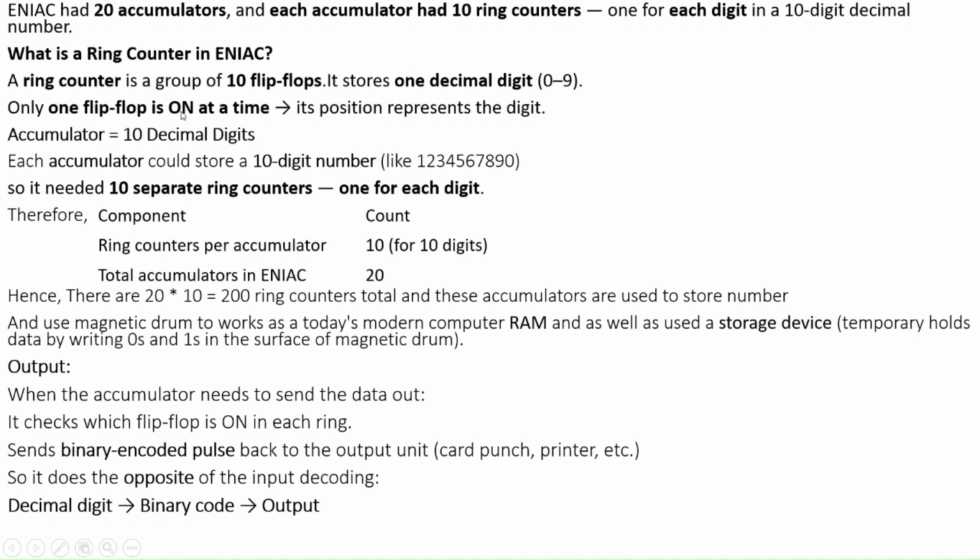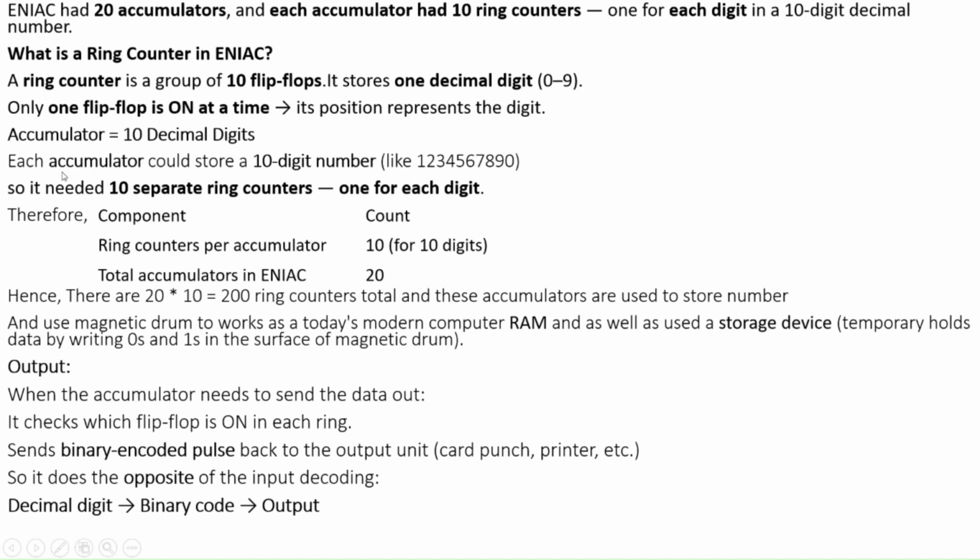What is a ring counter in ENIAC? A ring counter is a group of 10 flip-flops. Those 10 flip-flops combined make a ring counter, which is used to store one decimal digit, 0 to 9. One ring counter stores one digit 0 to 9, and one ring counter is made up of 10 flip-flops. So only one flip-flop is on at a time, and its position represents the digit.